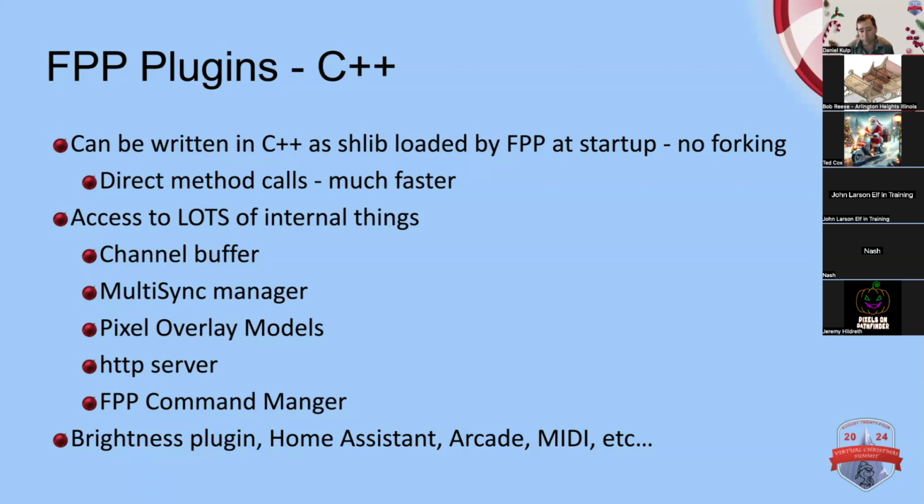Also, because they're loaded into the same process as FPP and they're direct method calls, there's no forking of processes and no interpreting scripts. They're much quicker. So anything on the critical path of outputting data is important to do in C++. Like the brightness plugin, where you need to dim all the channels, you really want to do that in C++ because it's going to happen every single frame. It's got to go through that data and adjust the brightness.